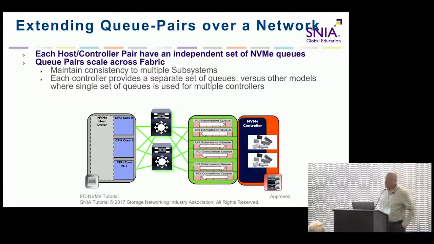And as I mentioned, the queue pairs are important in NVMe. So in order to port NVMe onto a fabric, you have to have a method for porting the queue pairs across the fabric. And so the NVMe over fabrics definition has a set of commands and a set of methods for maintaining the queues across the fabric, which were before in local memory and now are spread across a network.